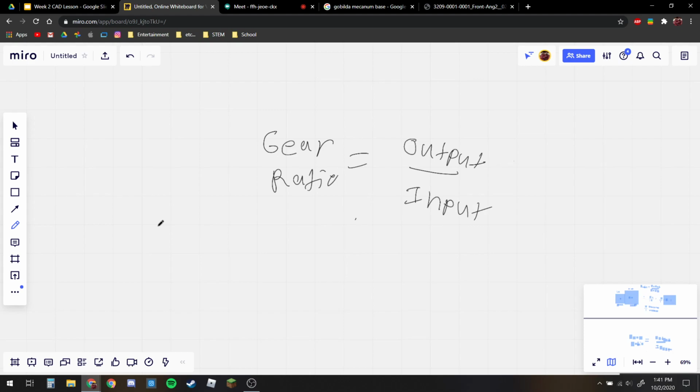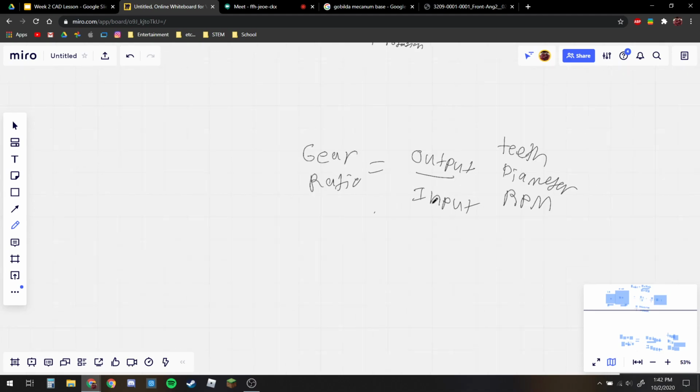What even is that? The output could mean the number of teeth, or the diameter of your gear, or the speed of your gear, so RPM. We don't really go in depth with RPM in robotics. Usually all you need to know is that a smaller input gear and a bigger output gear would result in torque.